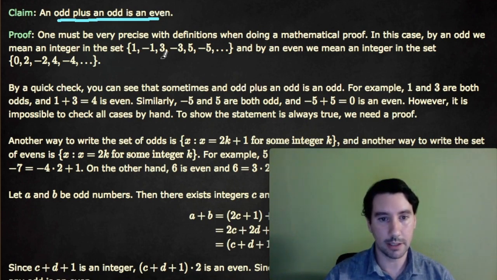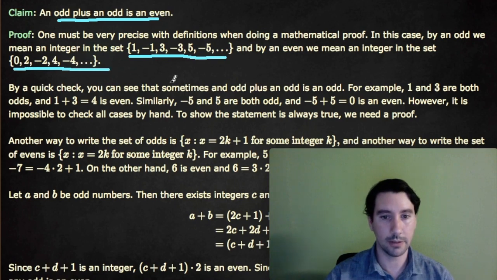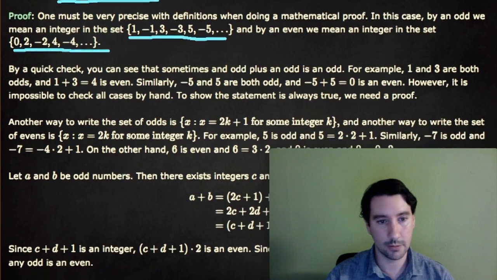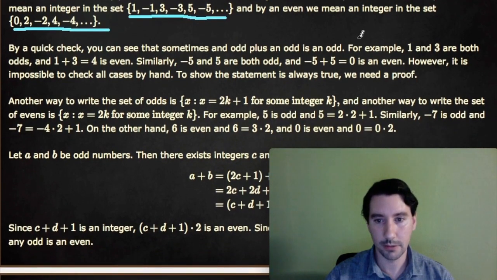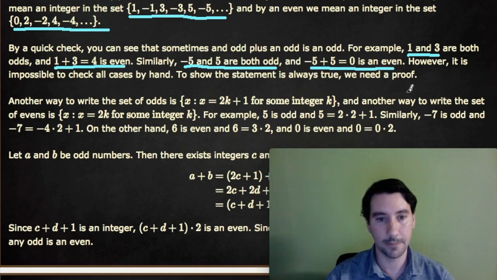So whenever we say an odd, we mean an odd integer, or a number from the set 1, -1, 3, -3, 5, -5, and so on. And by an even, we mean an even integer, which could be 0, 2, -2, 4, -4, 6, -6, and so on and so on. And you can do a quick check to see that this is true sometimes. So if we take 1 and 3, they're both odds, and 1 plus 3 equals 4, which is even. And also 5 and -5 are both odd, and -5 plus 5 is 0, which is even.